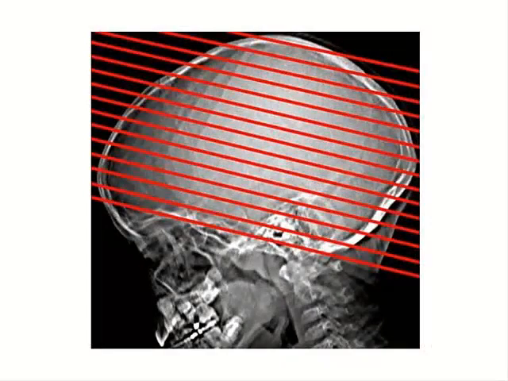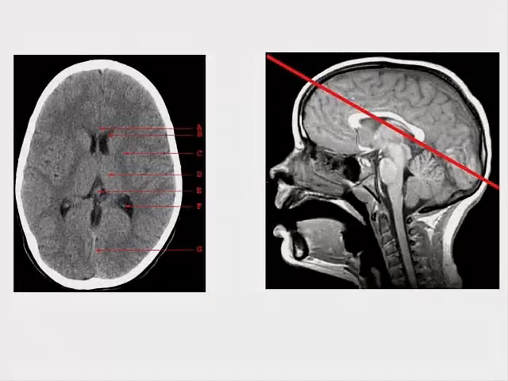Early scanners for the brain took a series of sections as shown in this slide. In theory, their thickness is infinitesimal, but in practice they are between 1 to 5 millimeters thick. The image on the left is a CT section through the head. The position of the scan is shown on the right-hand image, which in fact is an MRI scan.